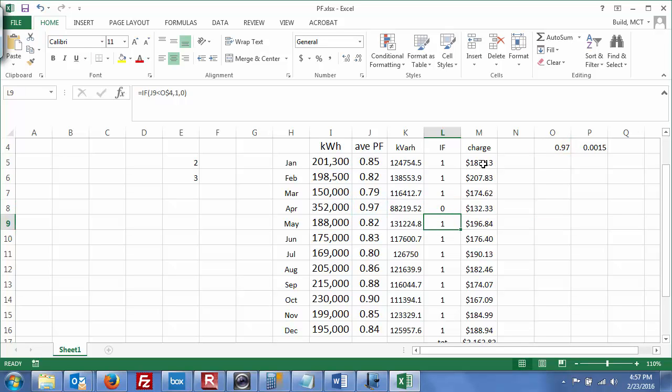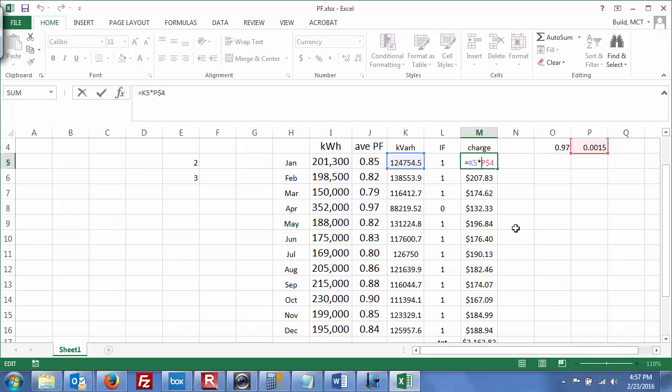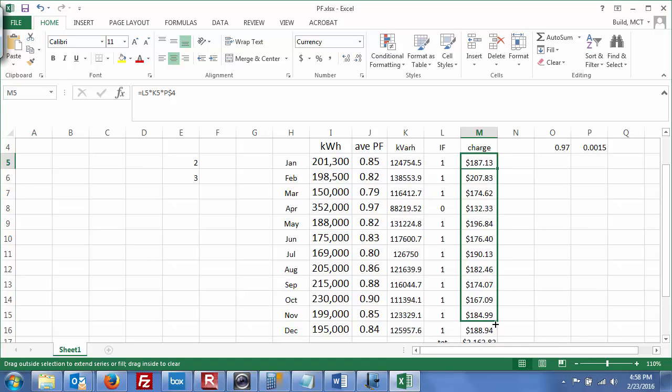Now the charge is going to equal the kVAR times the charge. Here's where I left out. I'm looking at that thing like, wait a second. It equals that. It actually equals the if statement times that. So if it's a 1, it returns the same amount. If it's not, there's a 0. That's kind of the power of the if statement. It just gets rid of the whole thing.